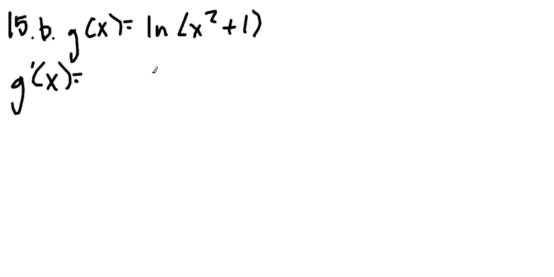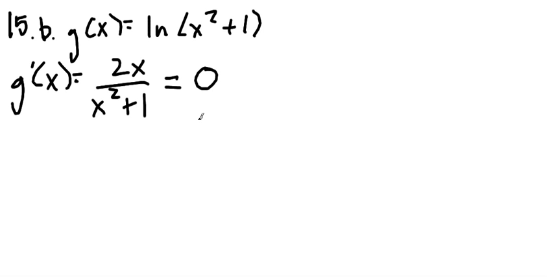g prime of x is equal to 2x over x squared plus 1. This is just the logarithmic derivative. And I really have to say, where is this undefined? Where is this equal to 0? Because those are places where I might run into minimums and maximums, and also places where the first derivative might change. But the bottom, again, is always greater than or equal to 1, so it's never 0. I'm never divided by 0.